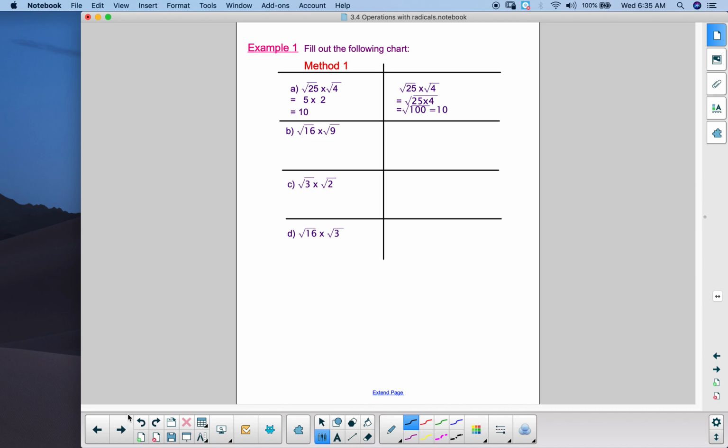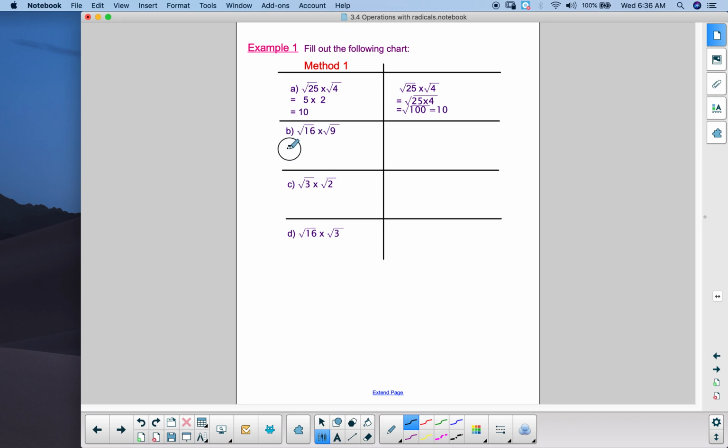So we're going to try out these examples where we are trying to simplify these radicals. Okay, so if you had square root of 25 times square root of 4, they're both perfect squares, so that's 5 times 2, which is 10. We can also get the same answer by bringing them both under this one radical, so it's the same as square root of 25 times 4, which is the square root of 100, which is equal to 10. So we're going to try that with all of these examples here.